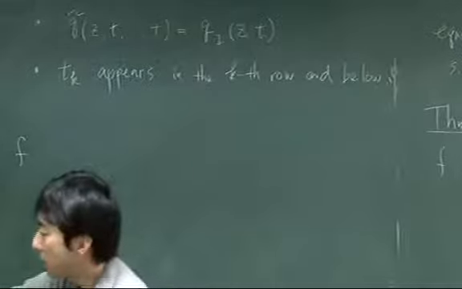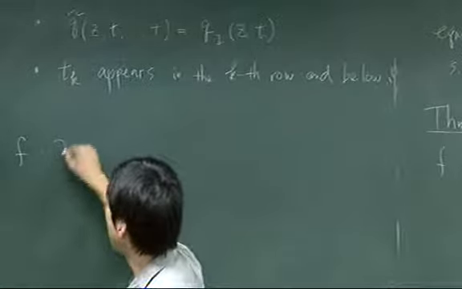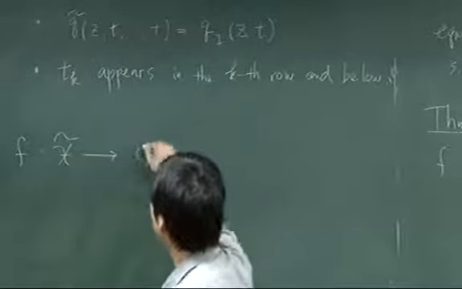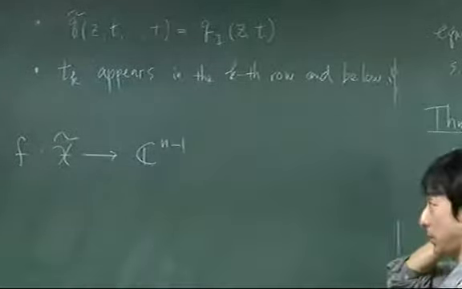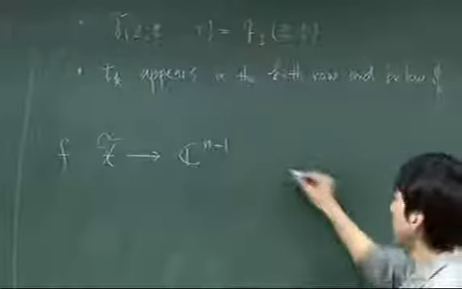Then using this Q tilde, we can extend the family to an n-1 parameter family of projective varieties.